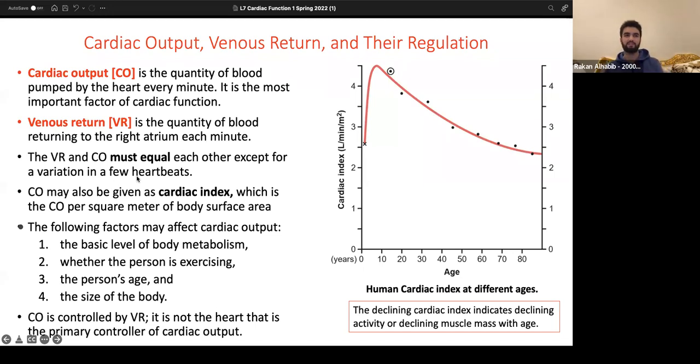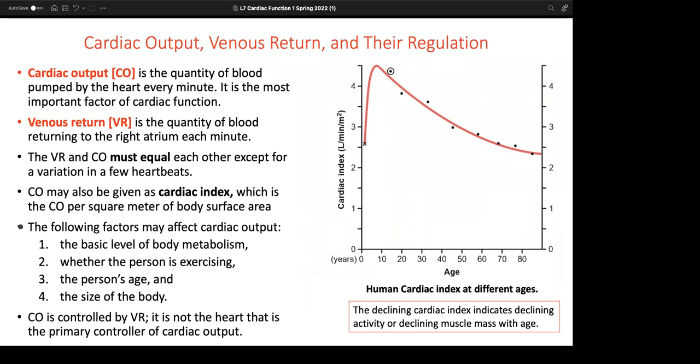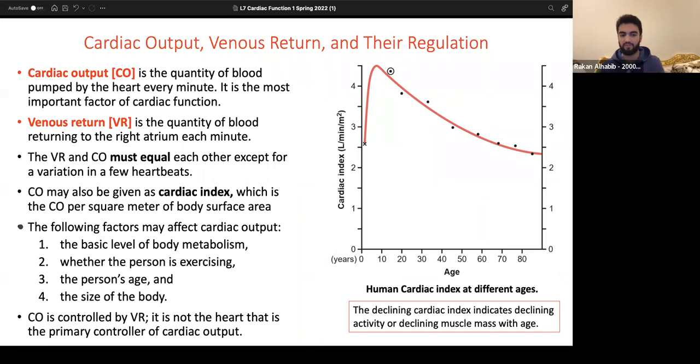And here he just says that in order for me to pump, for example, 1 liter of blood out of the heart, which is the cardiac output, I need to receive 1 liter of blood from the venous return, because you can't have less venous return and more cardiac output. Doesn't make sense, okay? Because the amount of blood getting into the heart determines how much cardiac output is pumped from the heart.